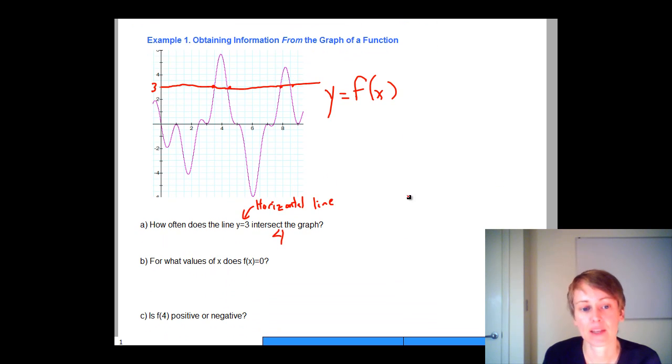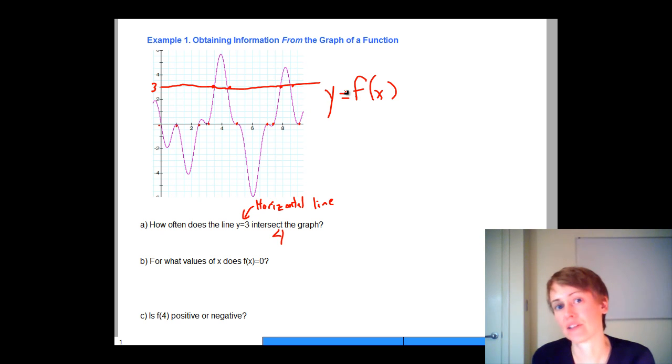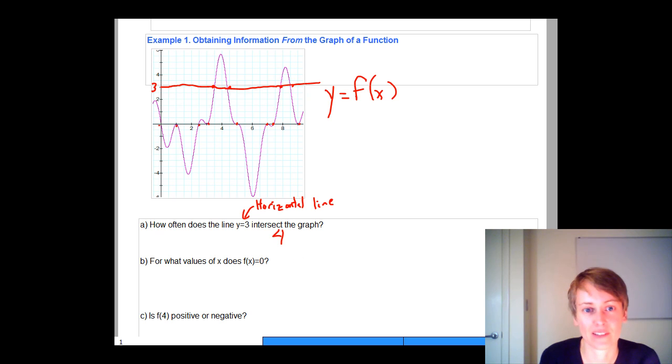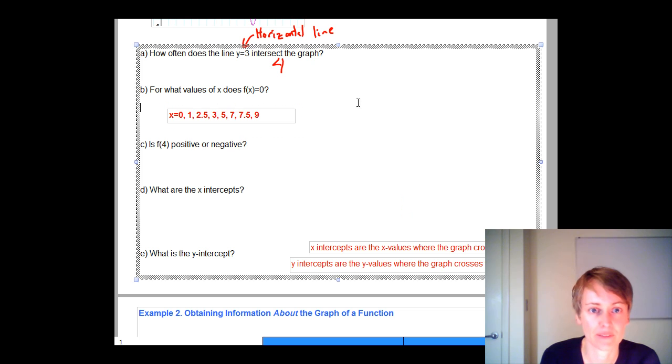Let's go to B. For what values of x does f of x, that means y, equals 0? So let's see. Okay, so y equals 0 in 1 spot, 2, 3, 4, 5, 6, 7, 8. So there's 8 spots. We're asked to list the x values where this happens. I thought it'd get a little messy, so I instead had written it earlier. So I'm going to steal that and put it right in.